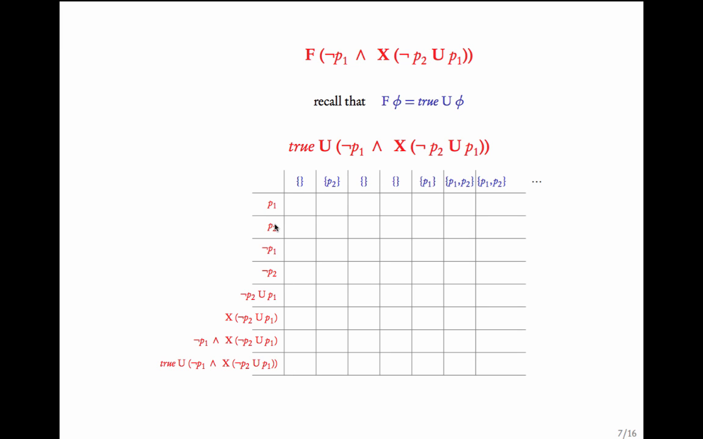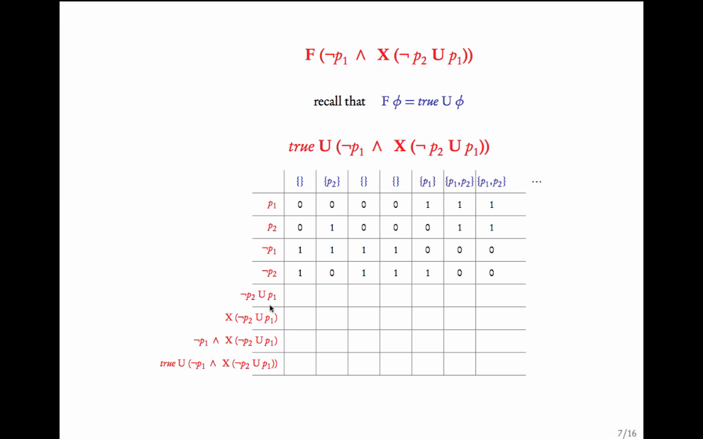For P1 and P2 it is simple. Here both of them are 0. Here P1 is 1, P2 is 0. Here both of them are 0. Here both of them are 0. Here P1 is 1 and P2 is 0. Here both are 1, both are 1. Not of P1 is going to be the flipping of this row. Not of P2 is the flipping of this row. So 0, 0, 0, 0, 1, 1, 1 becomes 1, 1, 1, 1, 0, 0, 0. Similarly here 0, 1, 0, 0, 0, 1, 1 becomes 1, 0, 1, 1, 1, 0, 0.